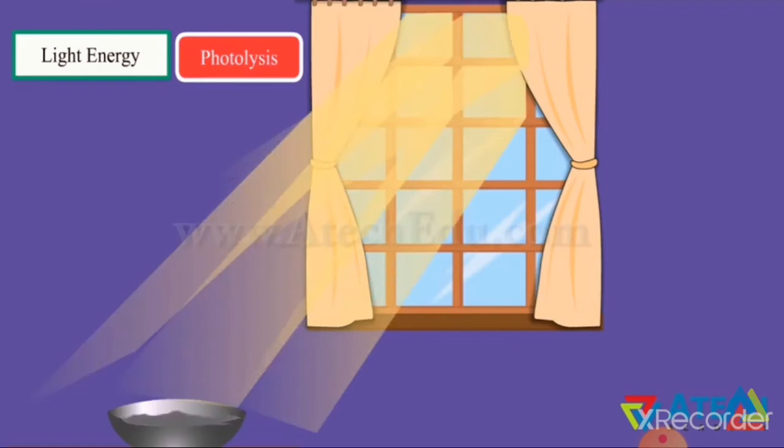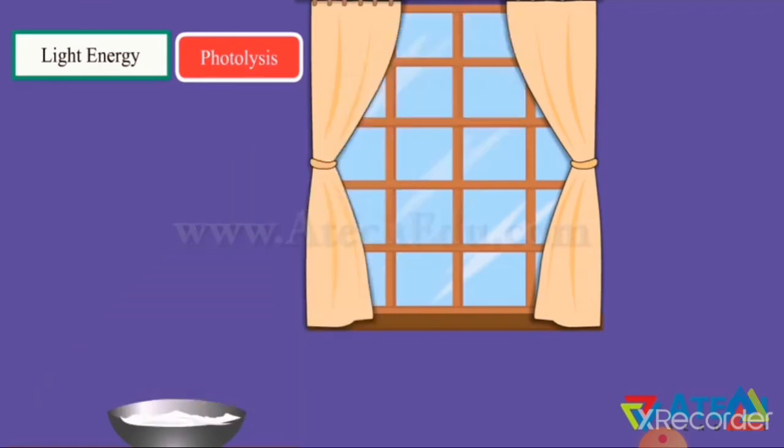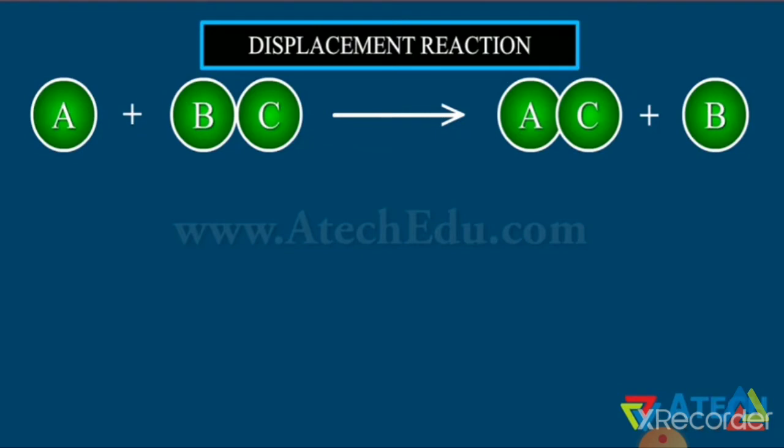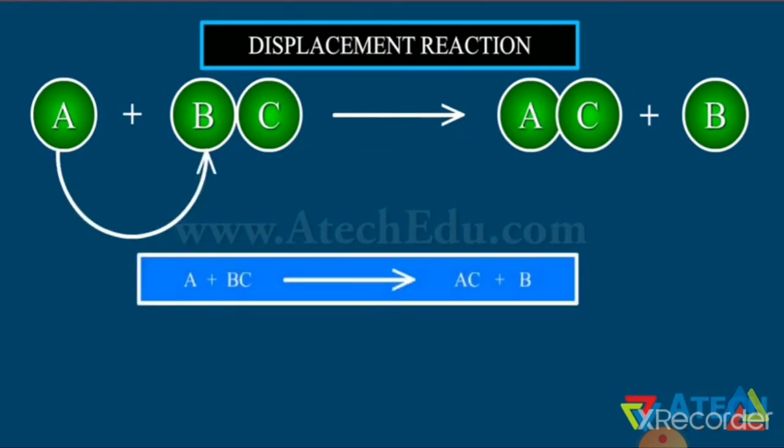Now another is photolytic decomposition, which is done with the help of sunlight. When silver chloride in a china dish is kept in sunlight, it converts into silver and chlorine. So these are the three examples of decomposition reaction.